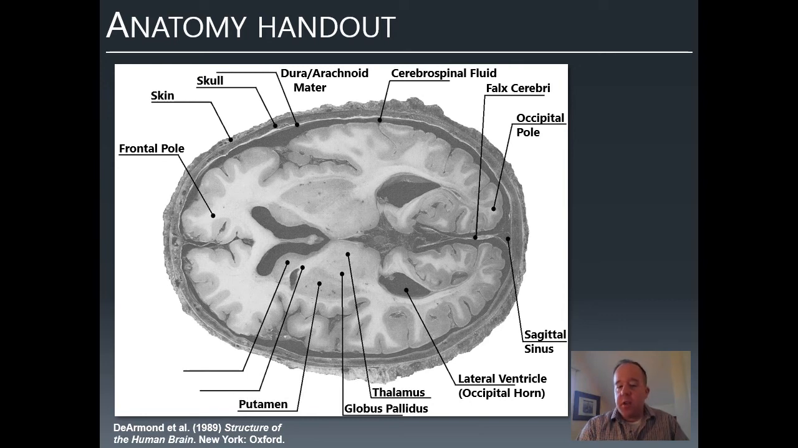The putamen, also part of the basal ganglia. Again, we're not going to really detail what individual parts of the basal ganglia do. It's not important for our purposes, but that's where these structures are. And they are a large part of the brain. So it's important to know that structures that control movement and process rewards are an important part of the brain.